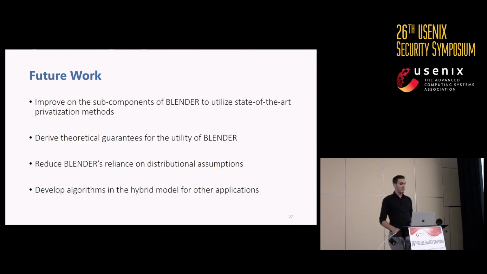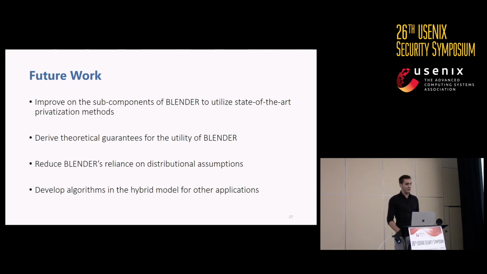For Blender specifically, all the subcomponents, the opt-in group algorithm and the client algorithm, are relatively modular. So we can actually replace those potentially with more state-of-the-art algorithms to achieve better utility, higher NDCG results, for example, or larger headless sizes. We'd also like to derive theoretical guarantees for the utility of Blender so that we don't have to run experiments to get an idea of how our utility will end up being in practice.